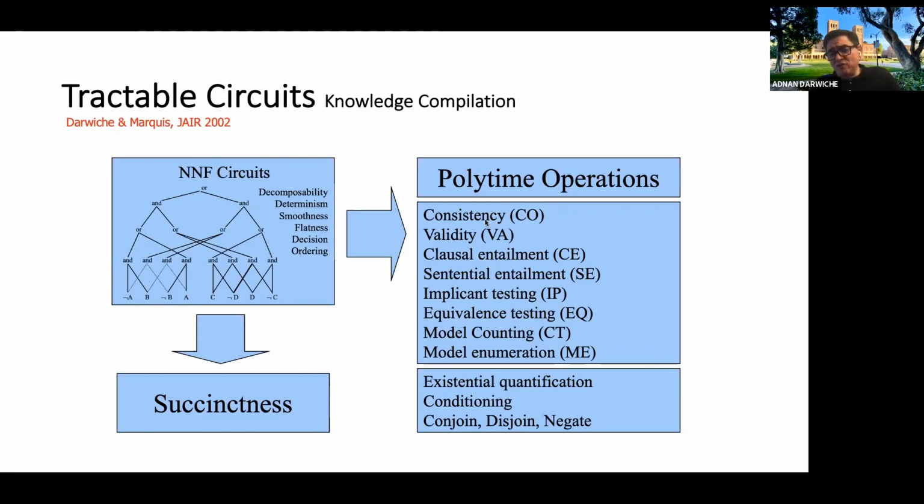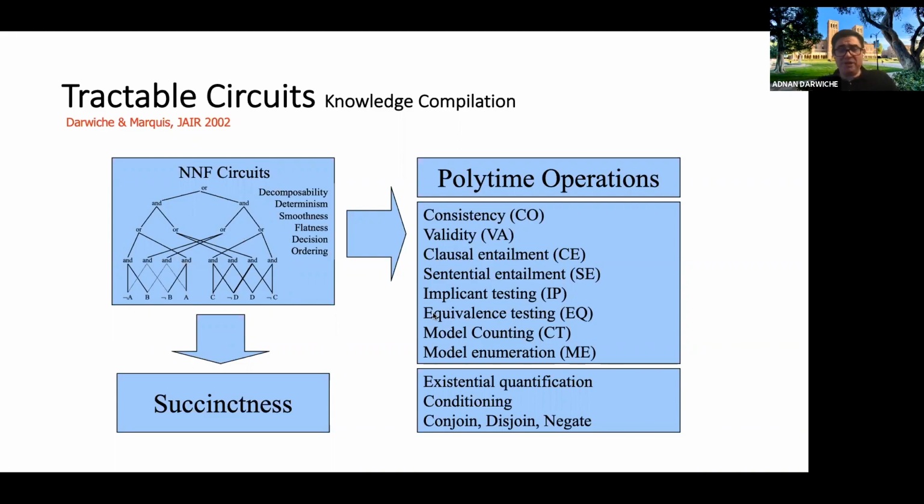People have listed a whole bunch of questions or queries that you will need to do, like computing whether a circuit is consistent, whether it's valid, whether one circuit is equivalent to another, represent the same Boolean function, counting the satisfying assignments of a circuit. Basically, these questions are hard. They have certain complexity, typically NP-hard or more. And people studied how imposing properties on these circuits makes these queries easy.